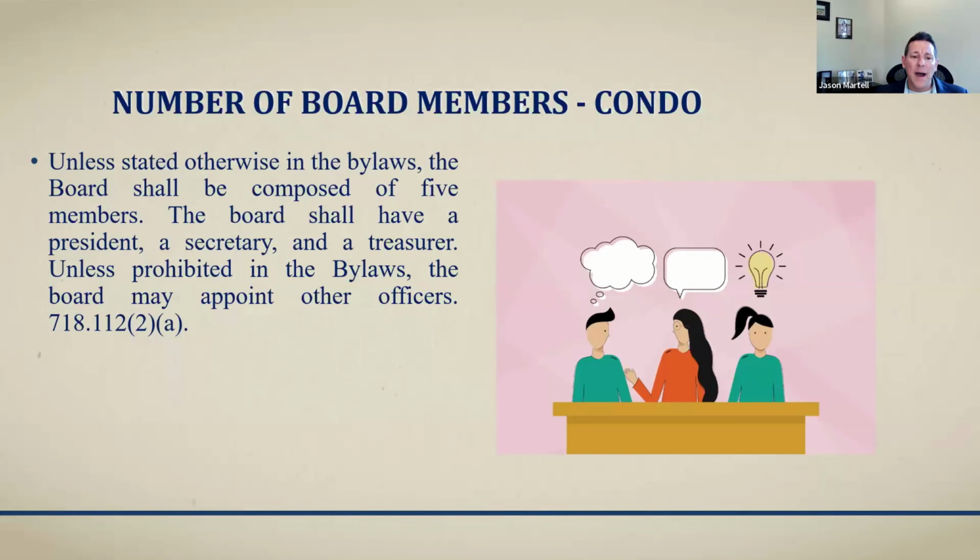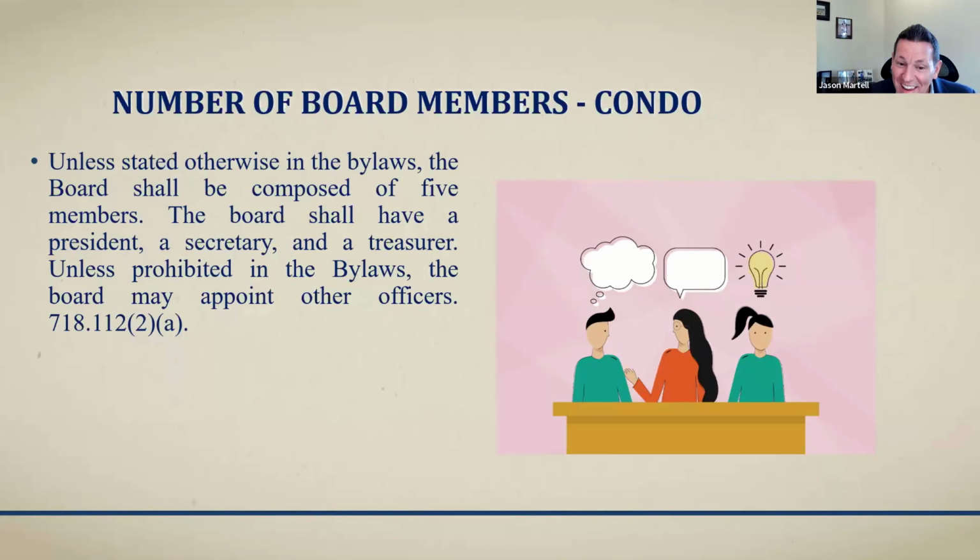Unless stated otherwise in the bylaws, the board shall be composed of 5 members. Again, your bylaws may say differently, but if not, it's going to default to 5 members. And of course, you're going to have a president, a secretary, a treasurer, and the like. If you're a very, very small condominium of 5 units or less, you have to have at least 3 members of the community serve on the board. So the default for most of the folks on the call here today is going to be 5 members.